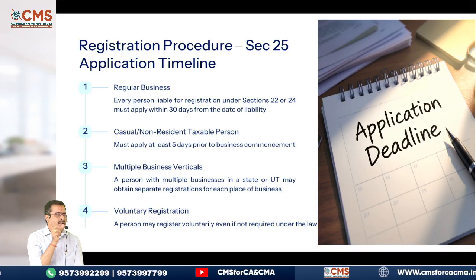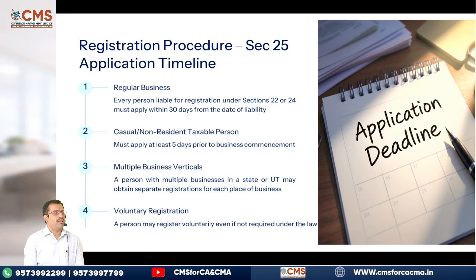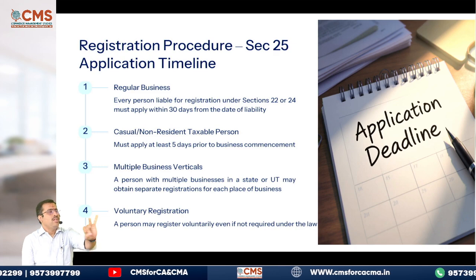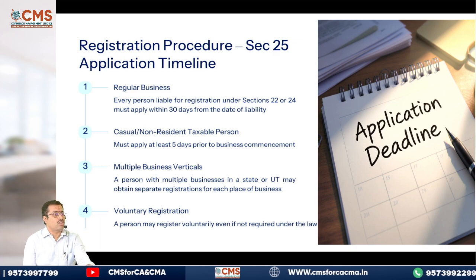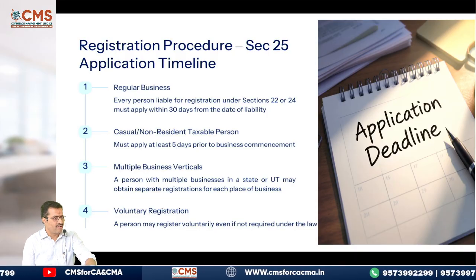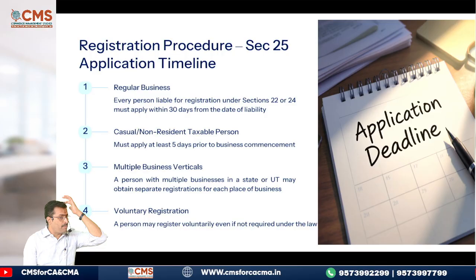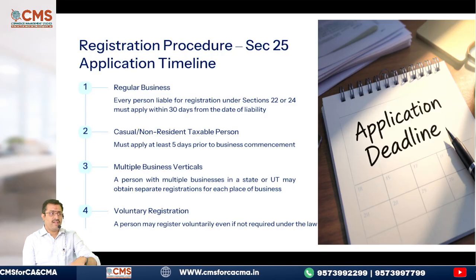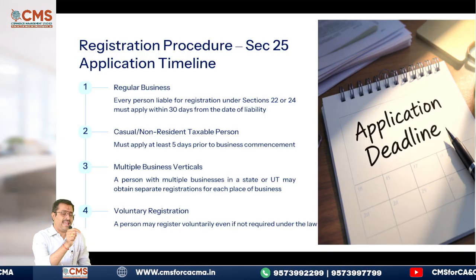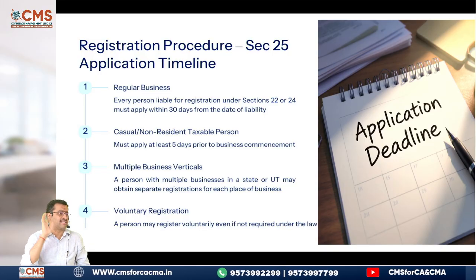Now, using the temporary reference number, you have to fill Part B information. Part B, what all will be there? Your information will be there. Your place of business information also will be there. Apart from that, your Aadhaar details will be there. Then you have to verify it using your OTP. Once you verify it using OTP, another number will be generated called the ARN number. ARN means application reference number.